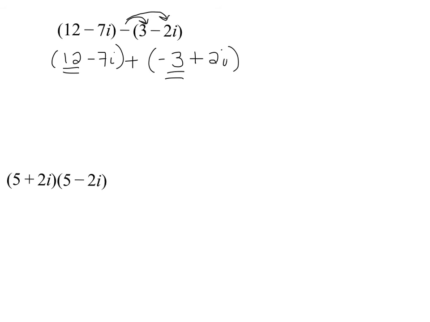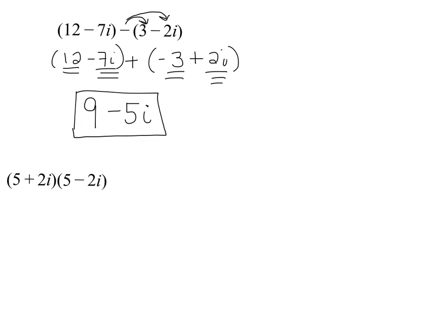We can just add them. So 12 plus negative 3 is 9. Negative 7i plus 2i is negative 5i. So this is the difference of those two complex numbers.